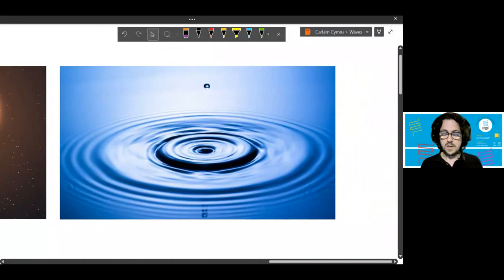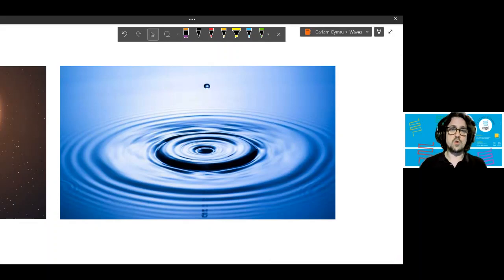And then, of course, there's water. We're all familiar with water. When you drop a pebble into a pond, then those ripples that you see are, in fact, waves. And those waves will travel from point A to point B. The water itself, though, this is really important, the water itself doesn't move from point A to point B.